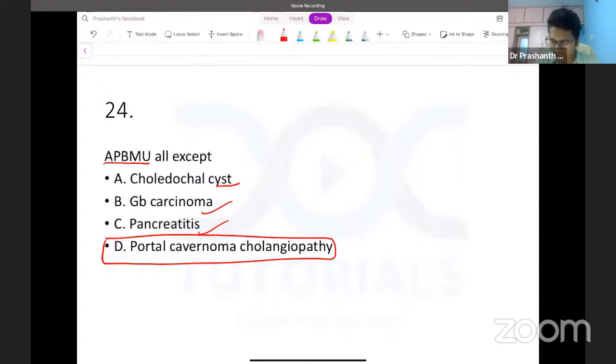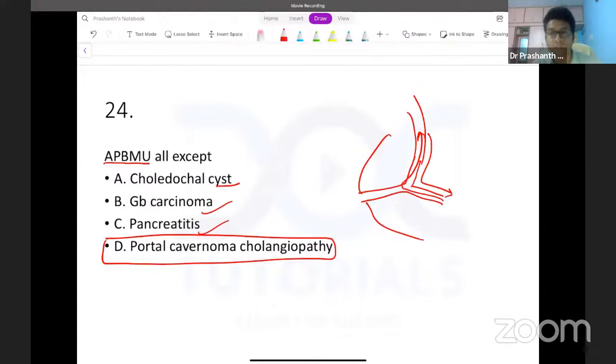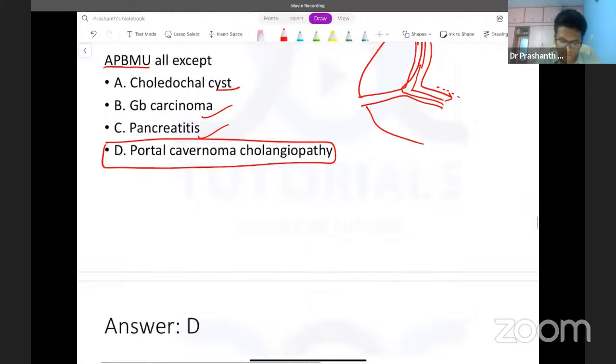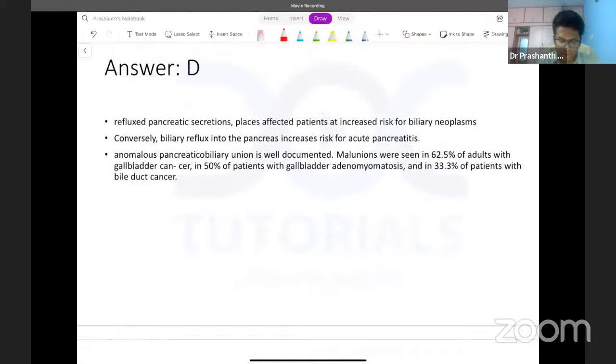What you should know is that in anomalous pancreaticobiliary malunion, you have various types. Usually there is reflux of the pancreatic juice into the bile duct and vice versa, leading to these things. It makes the biliary tract more susceptible to malignancies and the pancreatic duct more susceptible to pancreatitis. Apart from these two, it can also lead to other biliary issues like gallbladder adenomatosis and gallbladder carcinomas. So these are something that you might have to know.